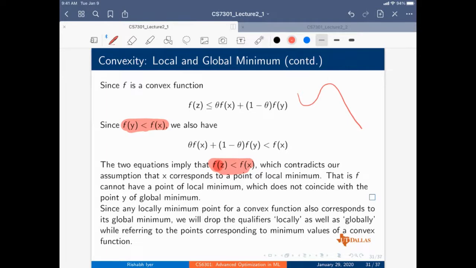But yeah, I think this makes sense, right? So for this proof, all that suffices is that there exists a y in the domain, right, such that f of y is strictly less than f of x, right? And this is all that is used in this proof. And then you again derive the set of points and finally come to this condition that f of z is strictly less than f of x, right? Which contradicts our point of local minima. Right? So this is the way you would prove.